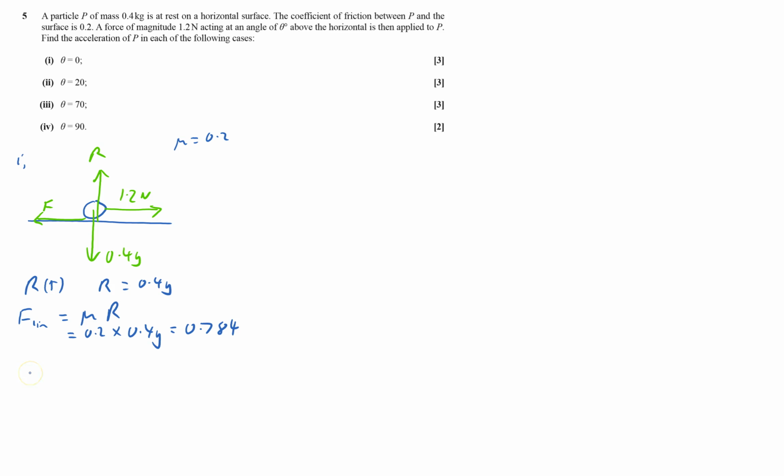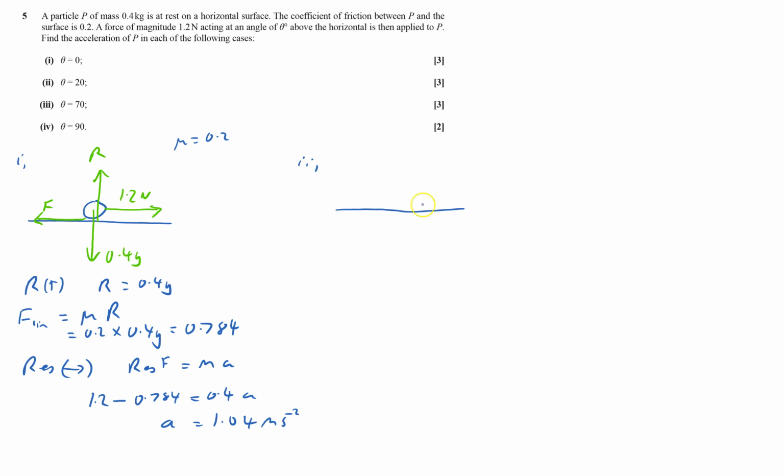And now I can resolve to the right, and I'm going to say the resultant force equals the mass times acceleration. What have I got going to the right? Well, I've obviously got the 1.2, nothing else going there, but I've got the minus F, so it's minus 0.784 equals the mass, which is 0.4, times a, and that gives me that a equals 1.04 meters per second squared. And now I've got the second one, part 2.